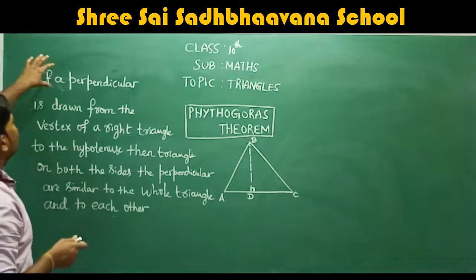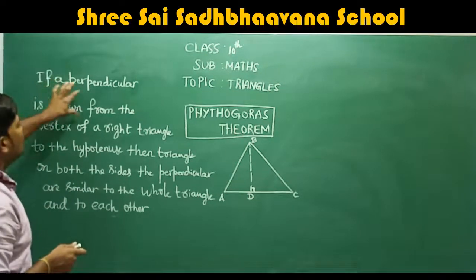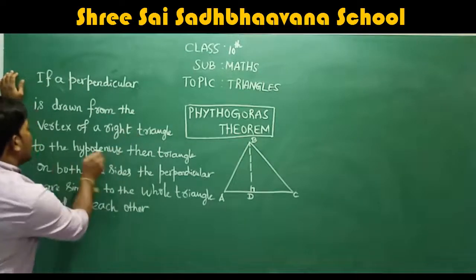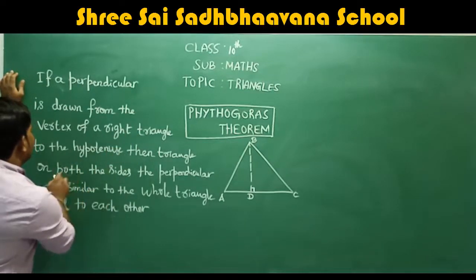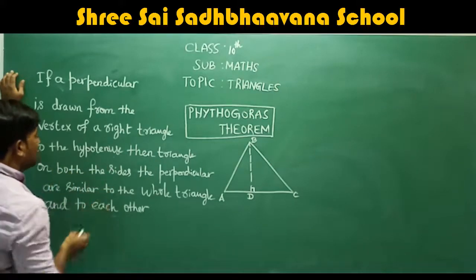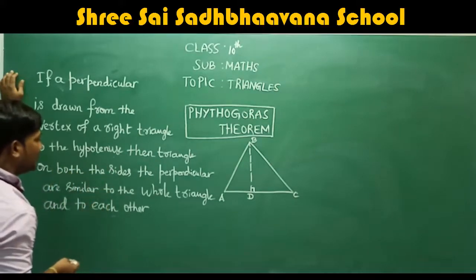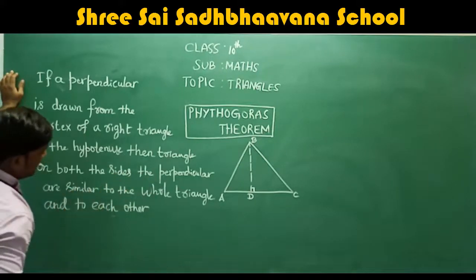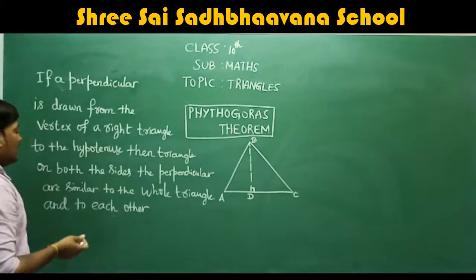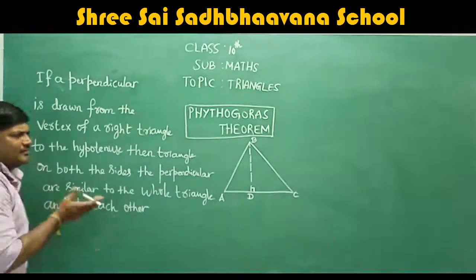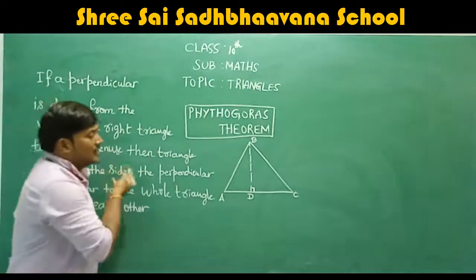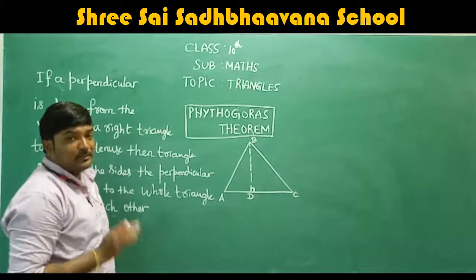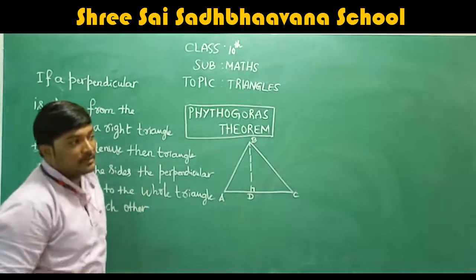The statement is, if a perpendicular is drawn from the vertex of a right triangle to the hypotenuse, then the triangles on both sides of the perpendicular are similar to the whole triangle and to each other. Okay, anyway, I'll explain. This is a long statement, but the proof is very simple. The explanation is very simple.